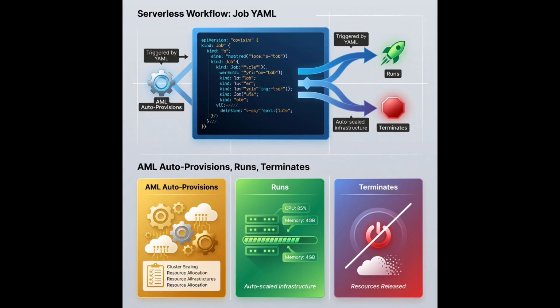Attached compute works differently. Instead of AML managing the compute, you bring existing infrastructure into the AML workspace. Two types matter for the exam. First, attached to AKS. If you have a production Kubernetes cluster already running for inference workloads, you can attach it to AML and deploy model endpoints onto it instead of using AML's managed online endpoints.